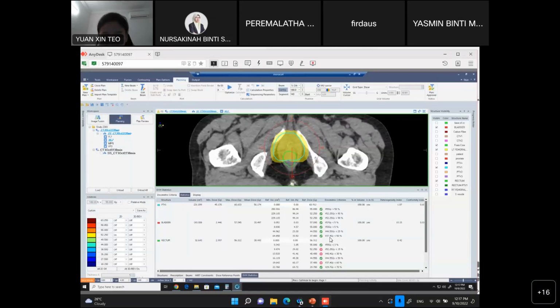For this plan, because we already set the criteria, once the computer generates the plan for you, we can straight away see if there is a green tick here, which means all the criteria are achieved. Where else you will see this red false icon, it means the computer can't give what you want. See, for this rectum, we want less than 15% to get less than 52.25 gray.